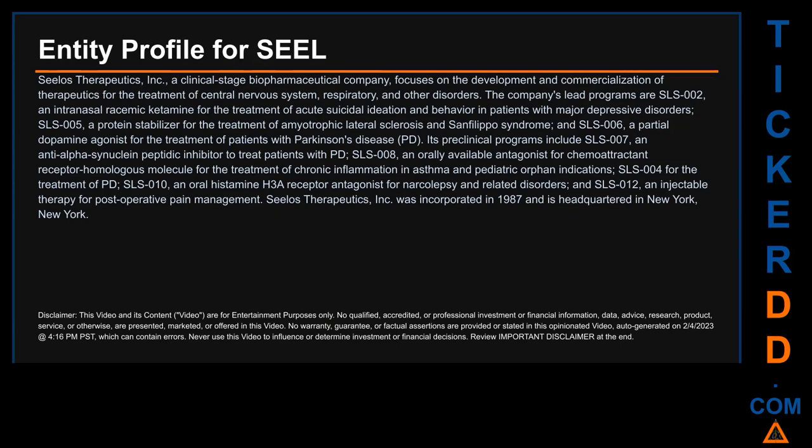Its preclinical programs include SLS-007, an anti-alpha-synuclein peptidic inhibitor to treat patients with PD, SLS-008, an orally available antagonist for chemoattractant receptor homologous molecule for the treatment of chronic inflammation in asthma and pediatric orphan indications, SLS-004 for the treatment of PD, SLS-010, an oral histamine H3A receptor antagonist for narcolepsy and related disorders, and SLS-012, an injectable therapy for post-operative pain management. SEEL Therapeutics, Inc. was incorporated in 1987 and is headquartered in New York, New York.